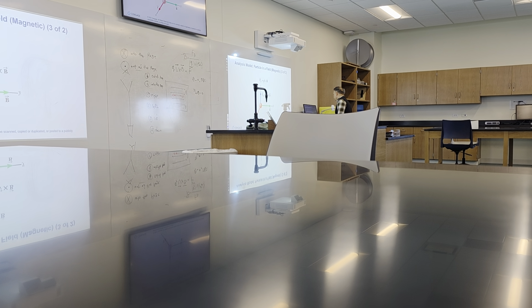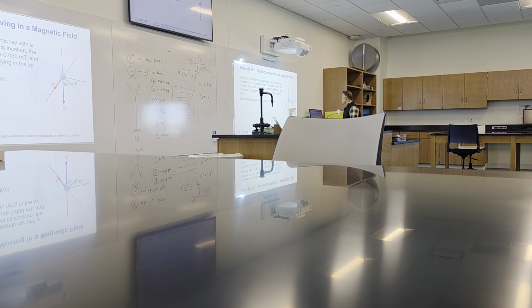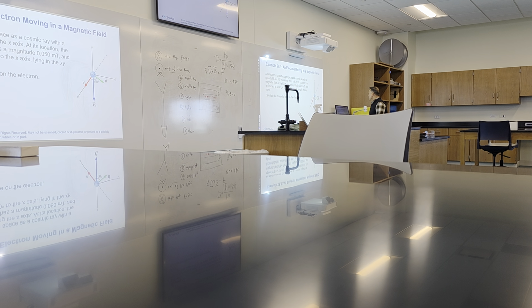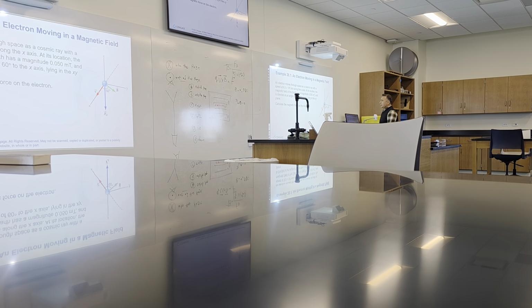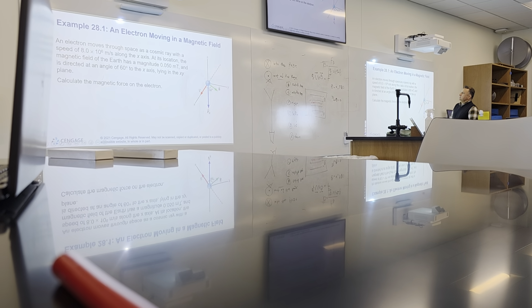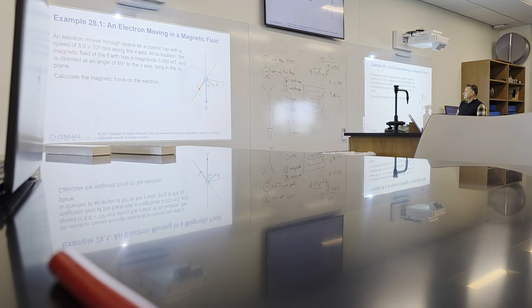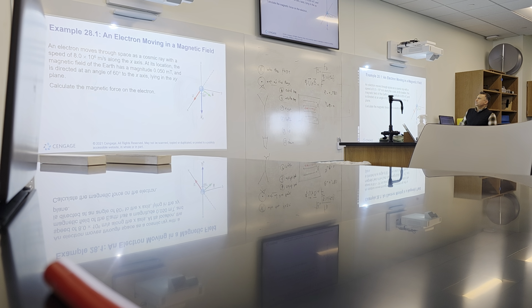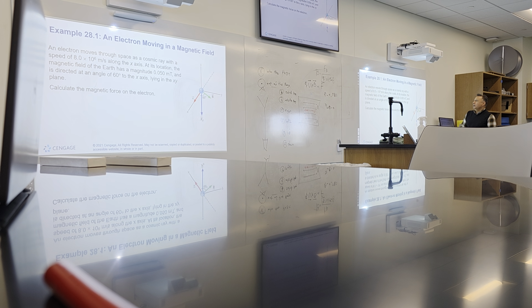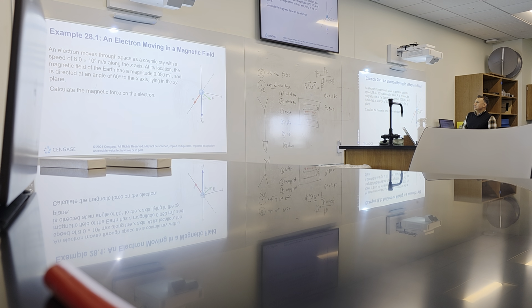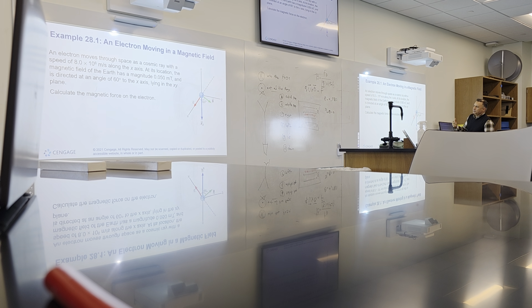Way different from the others. So let's do one single example. Look at this situation. The speed is 8 times 10 to the 6 meters per second on the x-axis. The magnetic field of the Earth has a magnitude of 0.05 millitesla, and is directed at an angle of 60 degrees to the x-axis.